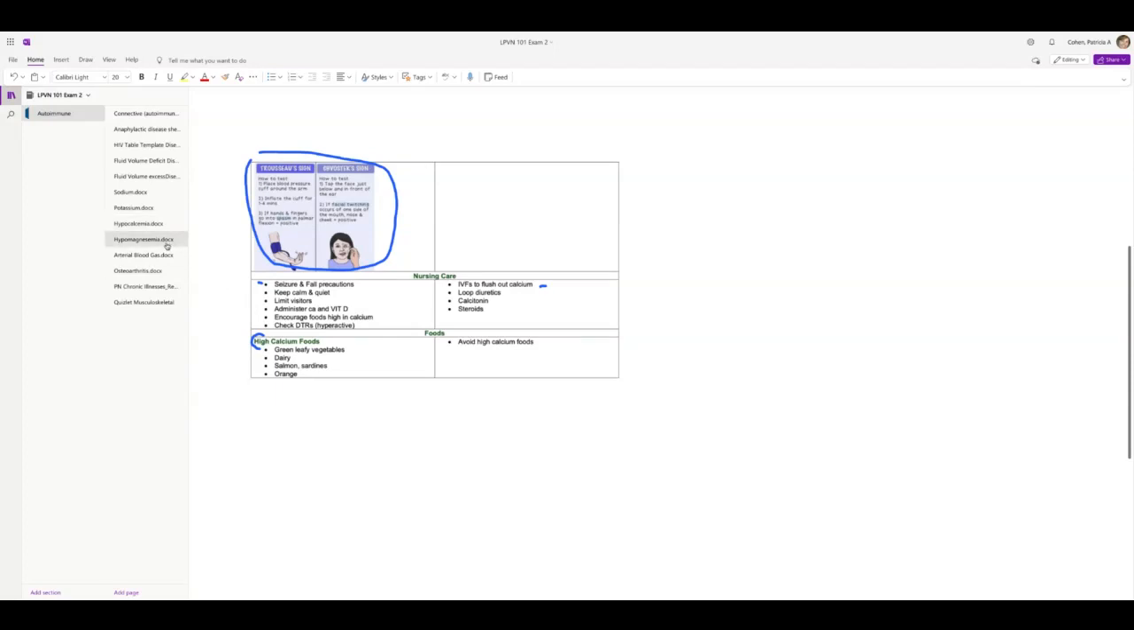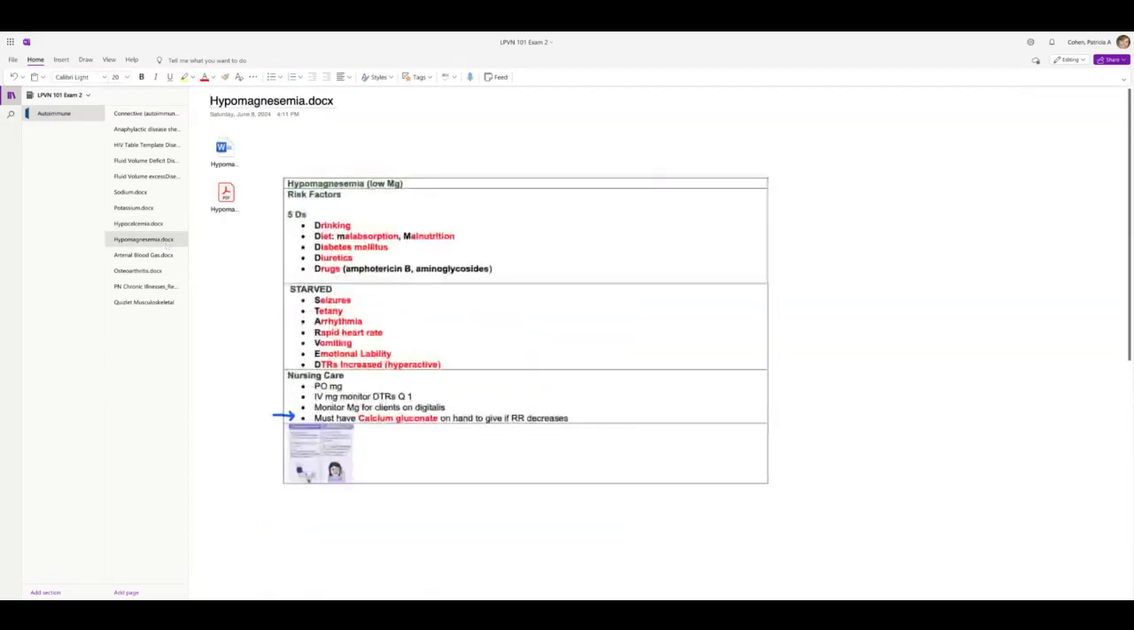All right. Now, magnesium, you don't even have to memorize this because I'm going to show you something. This is the same thing. It's due to malabsorption because all these things can cause malabsorption. And it's a different mnemonic, but the signs and symptoms are all the same. Okay, it's calcium.